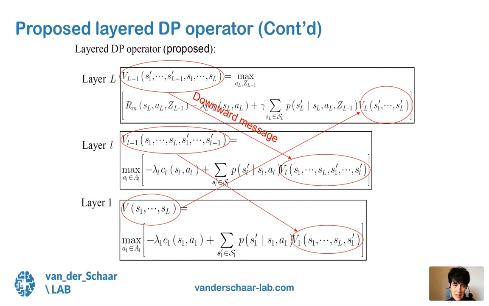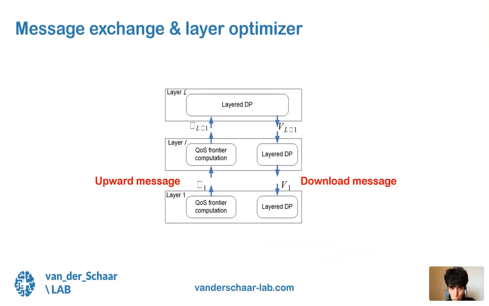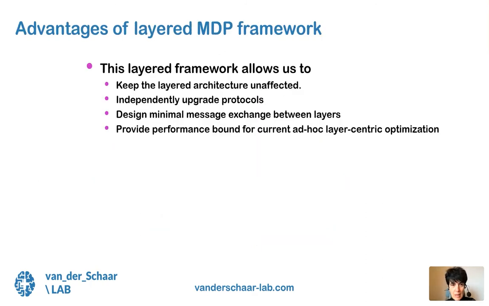So this is decentralizing the dynamic programming operator and resulting in a layer dynamic programming operator, which can be solved effectively at every layer of the protocol stack, independently of the optimization of the other layer, but based on information that's provided by the higher layers in terms of value function and lower layers in terms of quality of service feasibility. This provides a very elegant solution for decentralized reinforcement learning, cooperative decentralized reinforcement learning using such a layer dynamic programming operator.